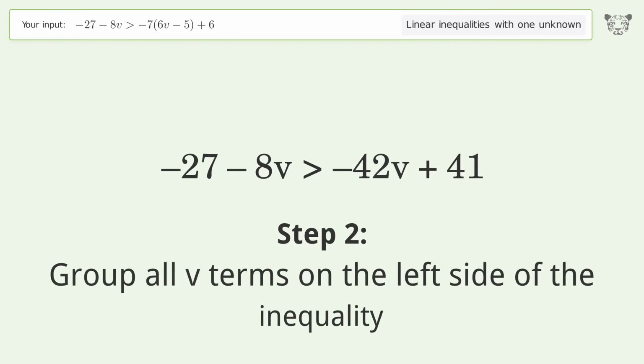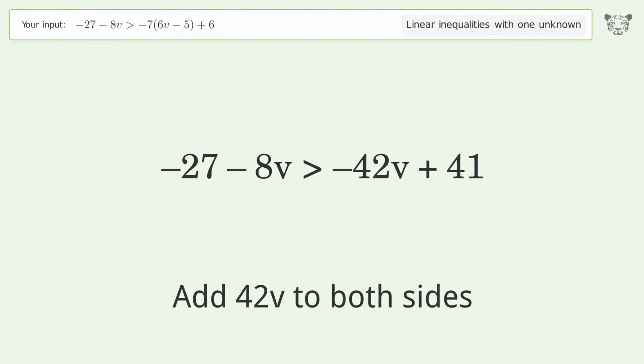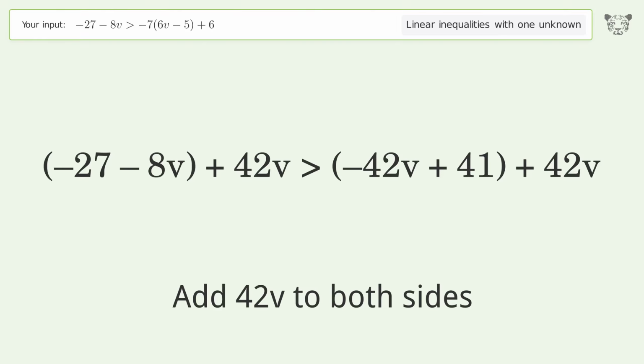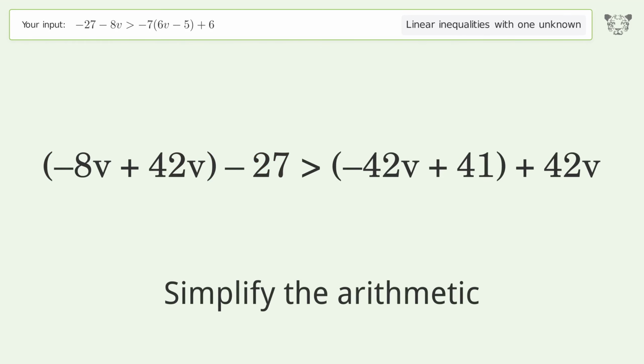Group all v terms on the left side of the inequality. Add 42v to both sides. Group like terms. Simplify the arithmetic.